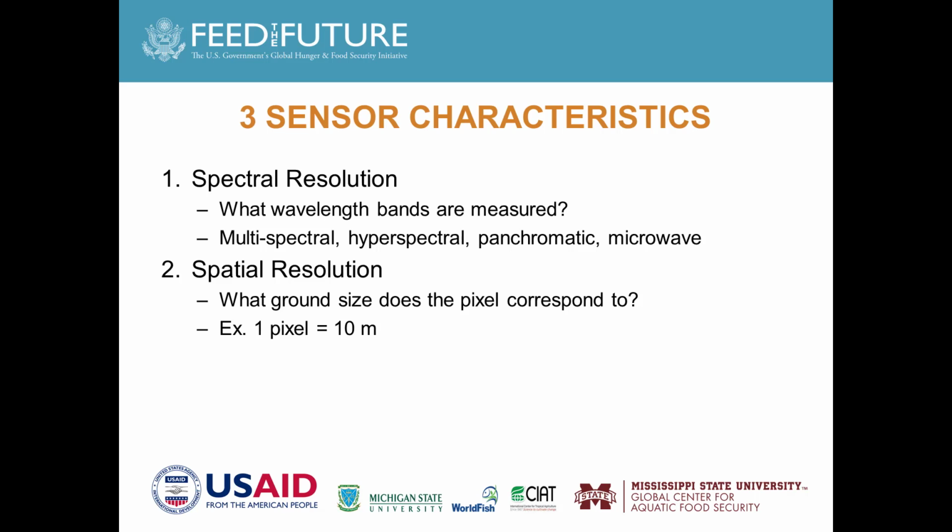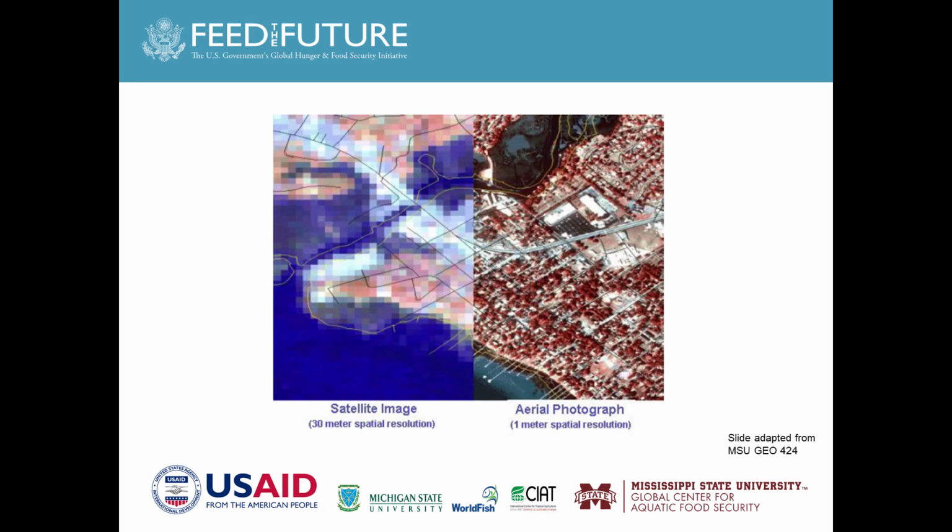So the second characteristic is spatial resolution. This refers to what ground size the pixel corresponds to. A common one that you might see is 1 pixel equals 10 meters on the ground. An example of this, on the left of this image, is a 30-meter spatial resolution image of a city. And you can see that we use the phrase pixelated. When we say pixelated, it means that you can tell that there are pixels in it. The image isn't very clear. We can obtain some good information from this, but if we wanted very, very detailed observations, 30-meter spatial resolution would most likely not be adequate.